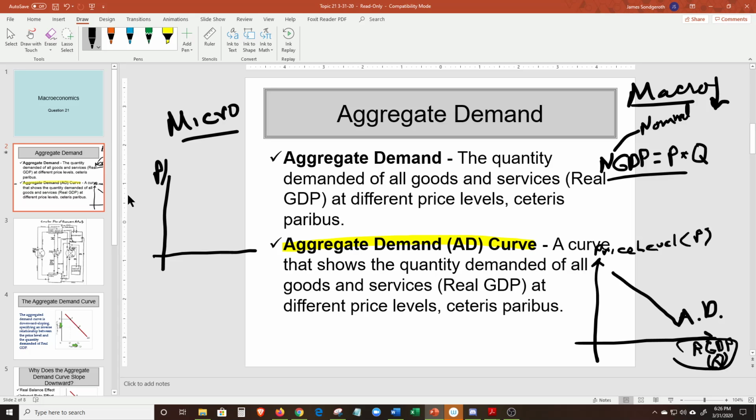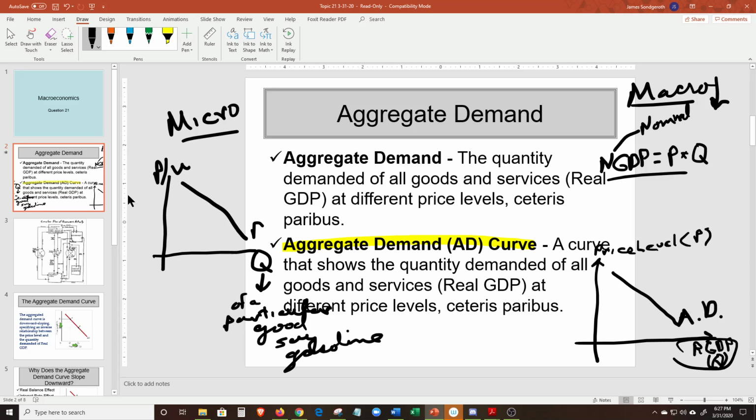And here we have price per unit and the quantity of a particular good, say gallons of gasoline. And the demand curve looks like this. It's not aggregate demand, it's just demand.